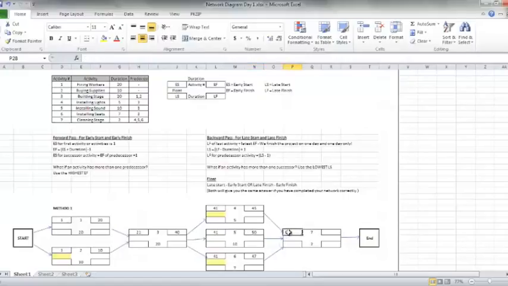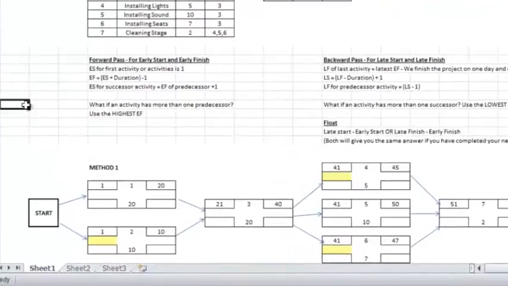It's 51. And now I apply my early finish calculation, which is becoming easier for you and me. That's just the early start plus the duration minus 1. So 51 plus 2 is 53, minus 1 is 52. Yay. Now that is our forward pass, so step back.